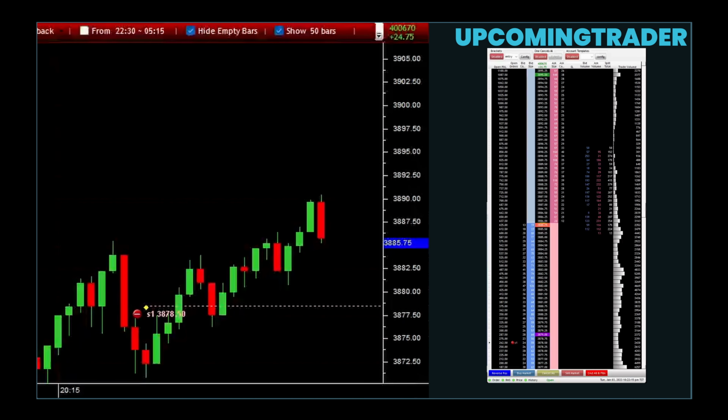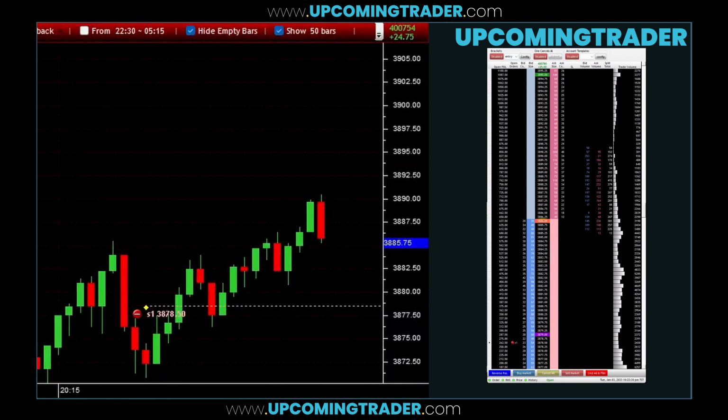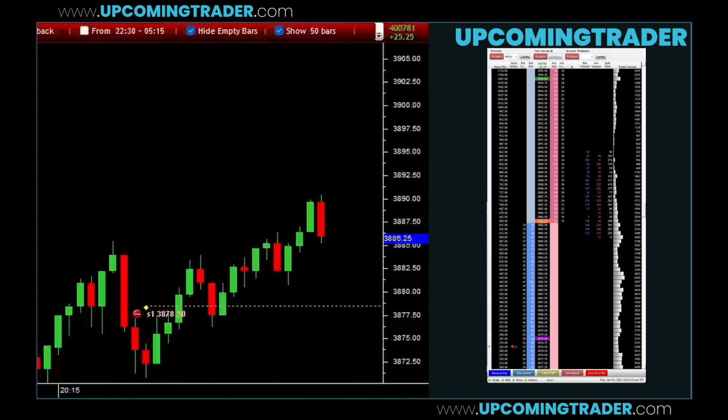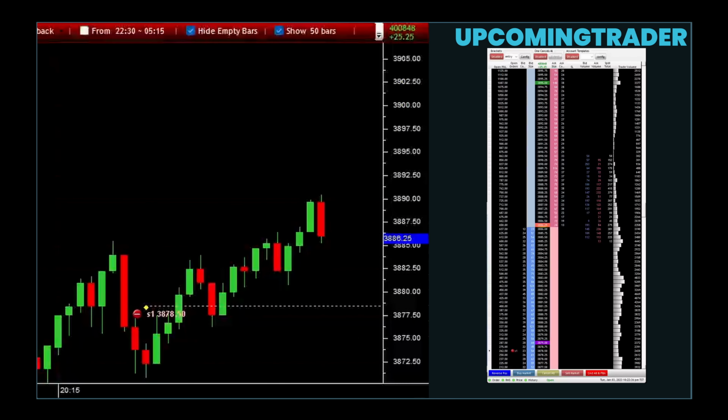By identifying these trends, you can better understand the market's current state and make more informed decisions about when to enter or exit trades. Whether the market is trending up, down, or sideways, recognizing the trend is your first step in chart analysis. Support and resistance levels are crucial for making informed trading decisions.